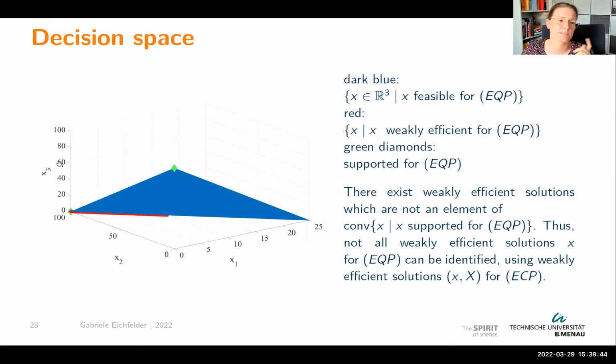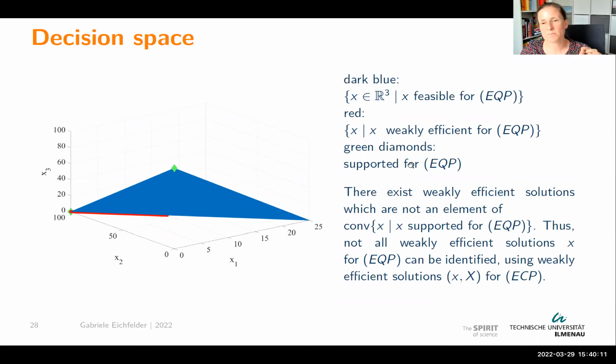So we have variables in R3. And in dark blue, you can see all the feasible points from the original problem. This means the example quadratic problem. In red, you can see the weakly efficient solutions, which is here a line. And this point here, which is not easily seen because there's this green diamond and this green diamond here, they all are weakly efficient.